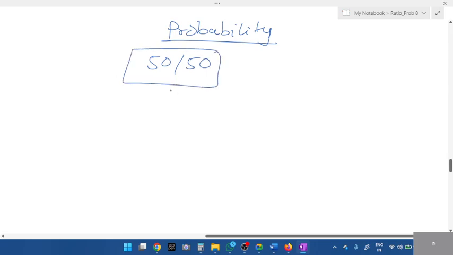50-50 chances. Okay. If I ask you all whether it might rain today, we cannot figure it out. Nobody can find out. It may rain or it may not. There are 50-50 chances. This is known as probability.